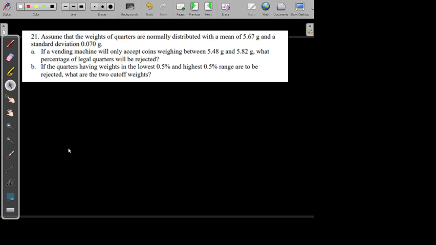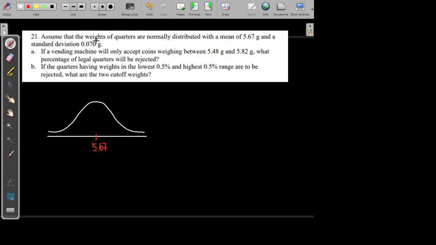Assume that the weight of a quarter is normally distributed with a mean of 5.67 grams and a standard deviation of 0.070 grams. So the first thing we have to realize is that they are telling me it is normally distributed, so I want to make sure I have the correct graph. The information is going to be placed in the graph. The mean is 5.67.